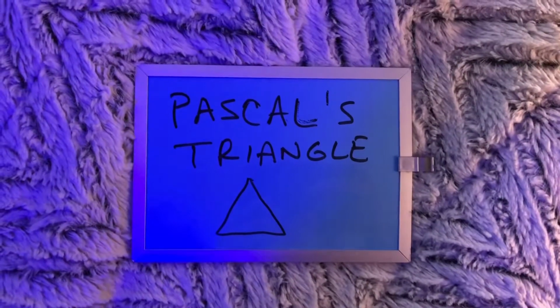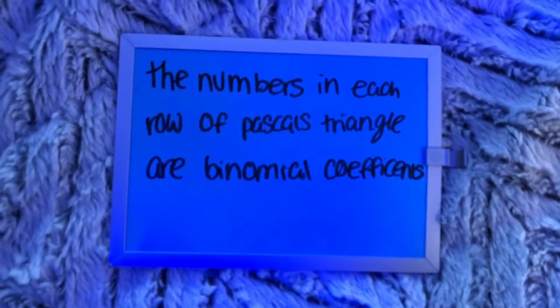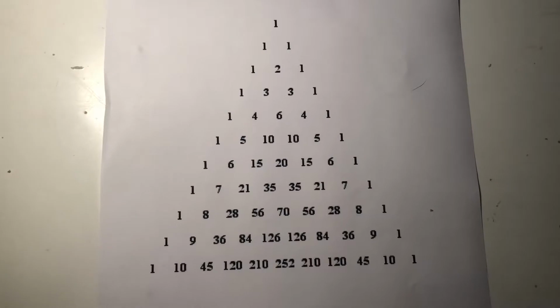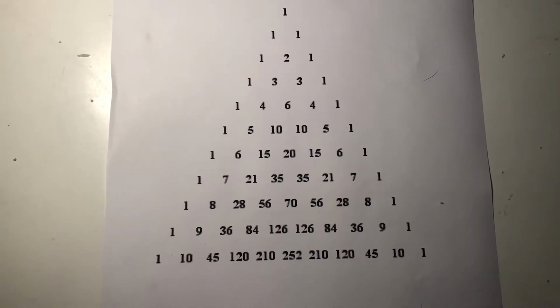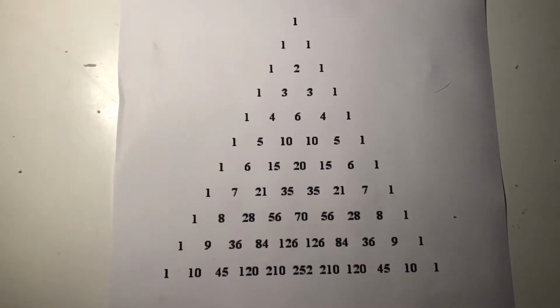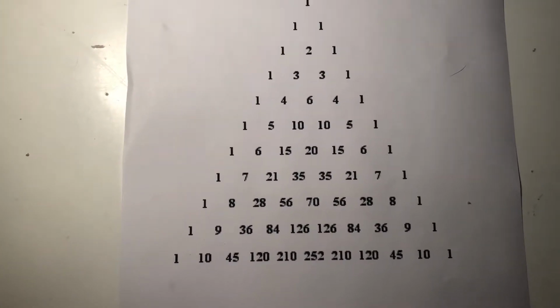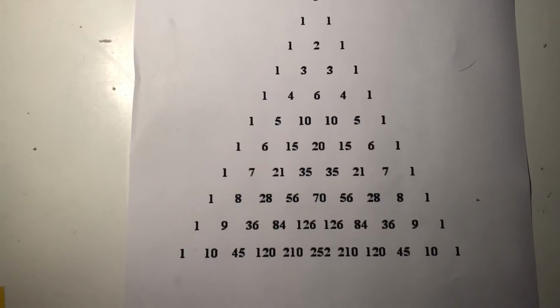Pascal's triangle. The numbers in each row of Pascal's triangle are binomial coefficients. Did you know there are many hidden facts within Pascal's triangle? In the third column, there are triangular numbers. You can think of the triangular numbers as the number of dots it takes to make various sized triangles.